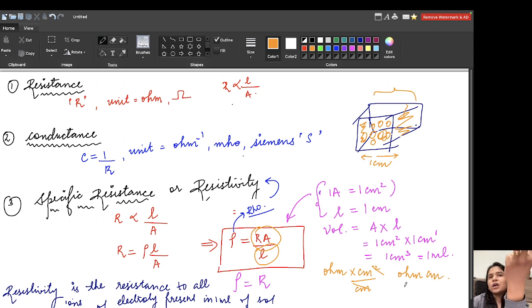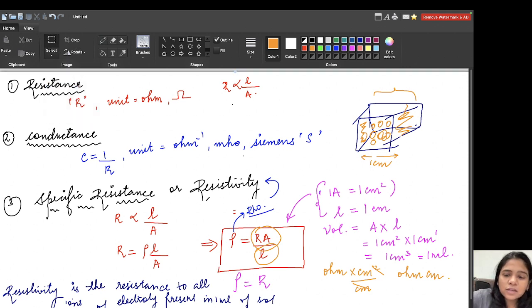So three things we have now known. Resistance, it's the hindrance to the current, represented by ohm, and you mention it by a symbol like this. Then you have conductance. Conductance is just the opposite of resistance, 1 upon R. Then we have studied specific resistance or resistivity. It is the resistance of ions present in 1 centimeter square area and 1 centimeter length, and its unit is ohm centimeter.